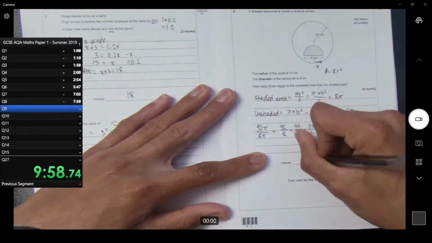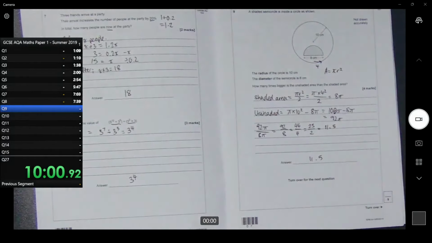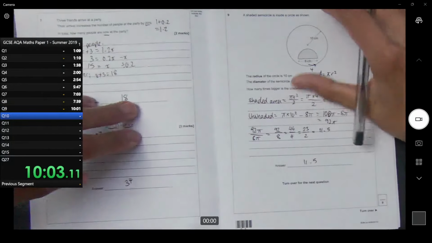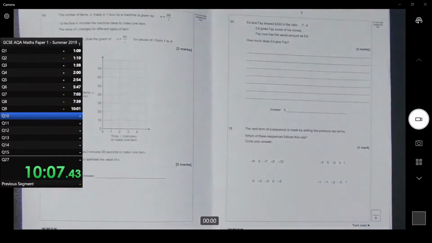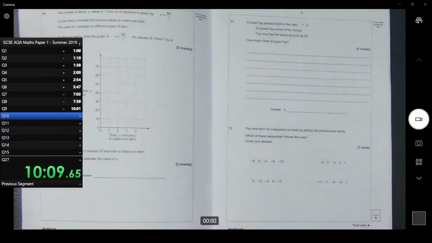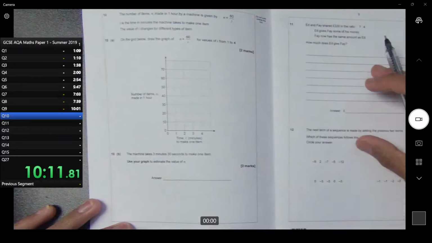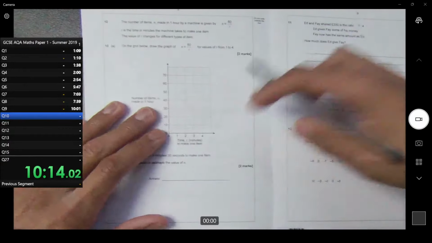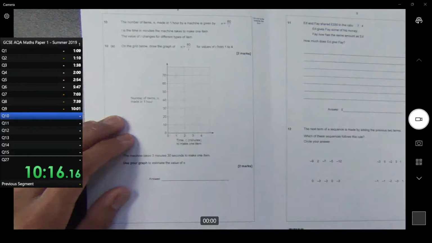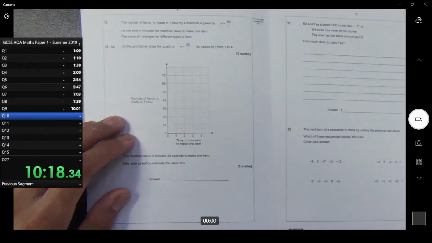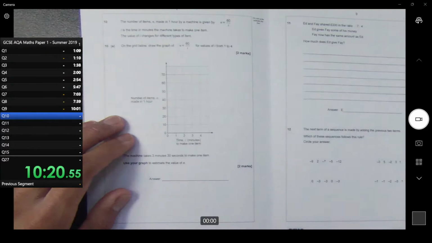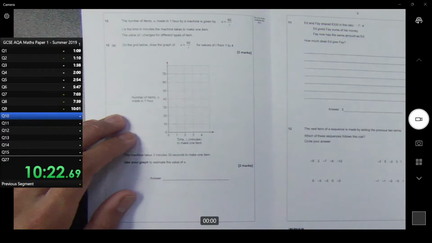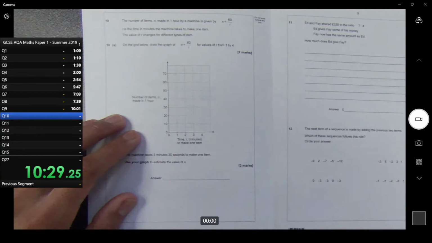Yep, so 11.5 times bigger. So the number of items n made in 1 hour by machine is given by n equals 60 divided by t, and t is the time in minutes the machine takes to make one item.